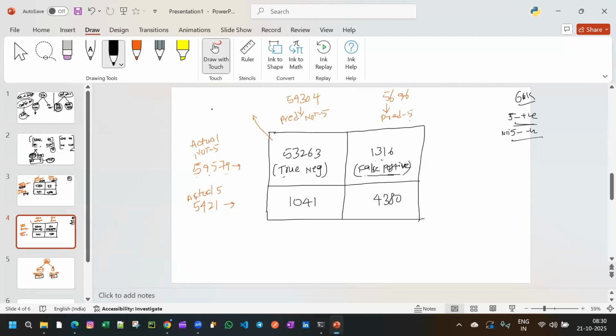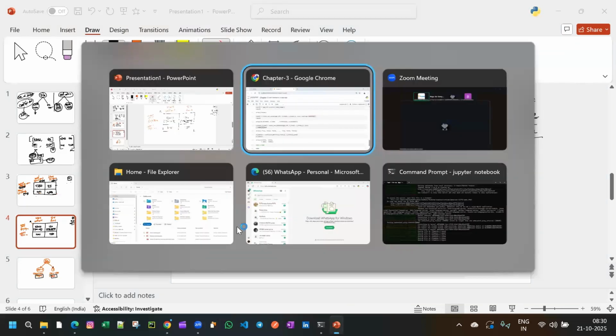Or to explain in a different way, out of the 54,579 actual not-5 images, my model predicted 1,316 images as 5 images, which is wrong. This is a wrong prediction. That's why I say false positive. False means it's wrong, and positive means a positive class prediction. Wrongly considered as a positive prediction. Anyone have any questions so far? Is it clear? Yes, sir. Okay.